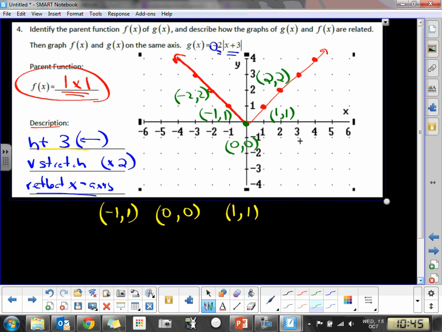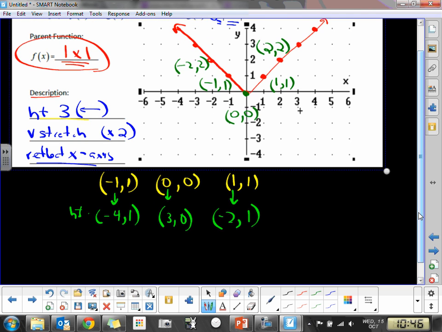Our horizontal transformation has to happen first. That means our x values are going to get transformed. We're going to go 3 units to the left, which means we're going to subtract 3. So it's a horizontal translation. Left 3 is going to be negative 4, 1. Left 3 is going to be 3, 0. Left 3 is going to be negative 2, 1.